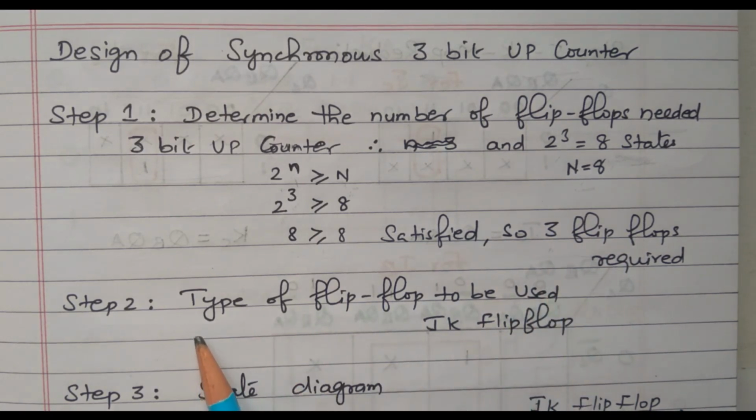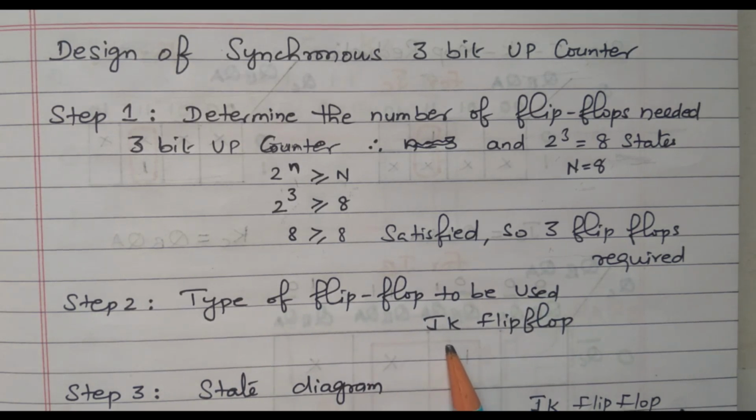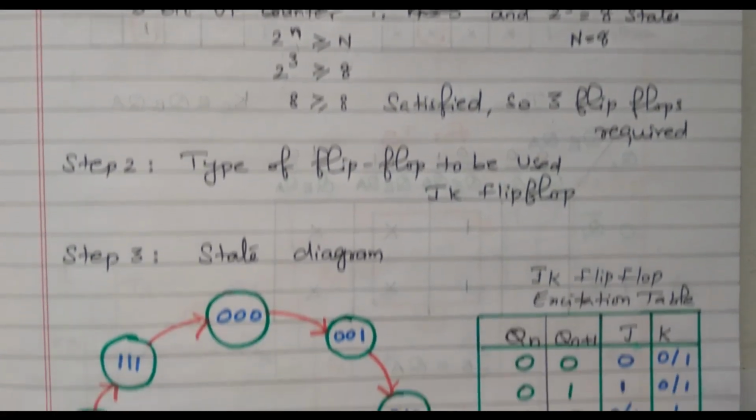The next step, we need to identify which type of flip-flop we are going to use. Here we are going to use the JK flip-flop, right? We can use any type of flip-flop. Here in this problem we decided to use the JK flip-flop. So the third step is we need to draw the state diagram.